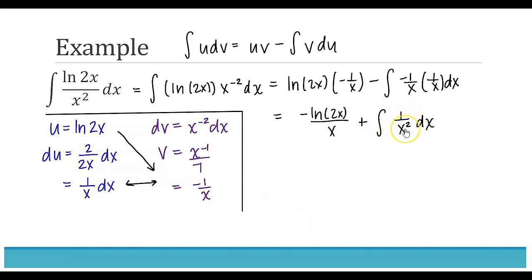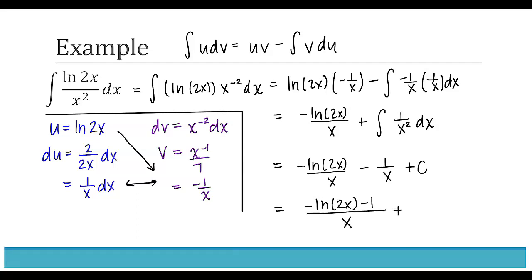Well, the integral of 1 over x squared dx is x to the negative 2, and we already did that antiderivative. That was negative 1 over x. So here, my answer would look like negative natural log of 2x over x minus 1 over x plus c. Or we can combine this to be negative natural log of 2x minus 1, all over x, plus c.